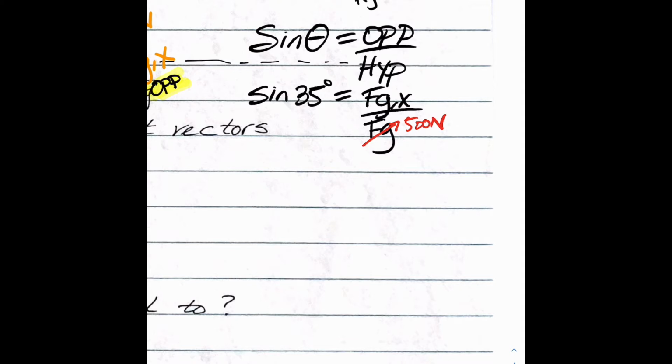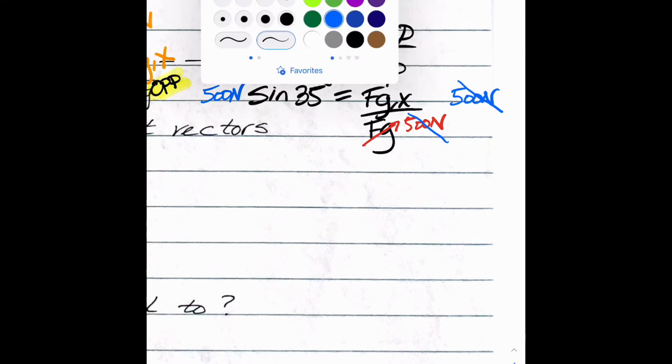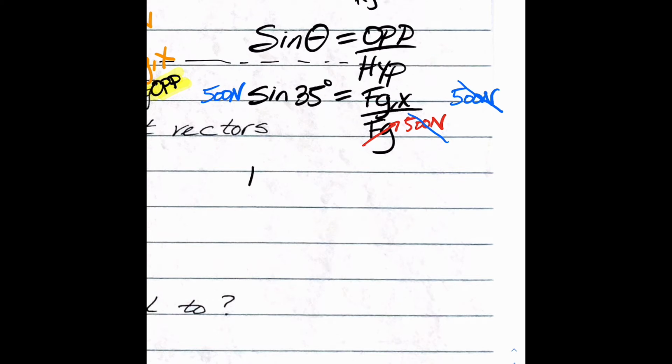All right. So to solve this, let's just multiply both sides by 500 newtons to get FGX alone. So we'll multiply this side by 500 newtons and this side by 500 newtons. This 500 newtons cancels this 500 newtons, and we can go ahead and rewrite what's left. I'm going to move FGX to this side just because I like the way it looks better.